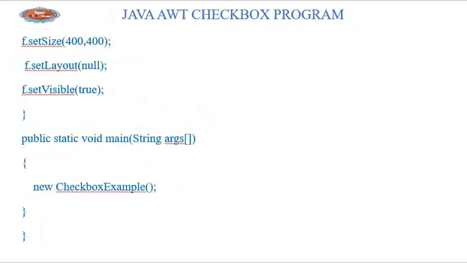Next, f dot setSize 400, 400, that means width is 400 and height is 400. Next, f dot setLayout null, that means no layout manager. f dot setVisible true, here we make it visible. Next, close the method. Next, public static void main String args, main method open, new CheckboxExample, close. Next, close the main method and finally close the class.